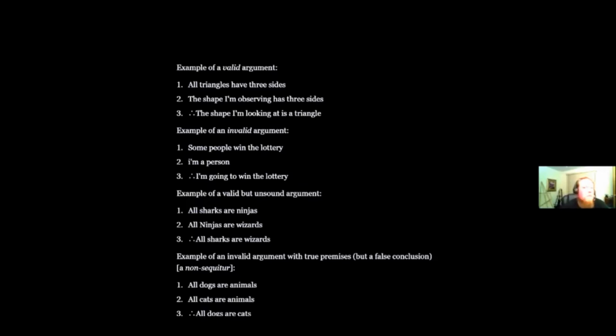Invalid argument means maybe, but maybe not. Like it could be, but it doesn't follow with necessity. When I say necessity, that means it has a mustness, or that it must be true. Maybe. Maybe not. So the example I have here: some people win the lottery. True, they do. I'm a person. Yeah, I am. So I'm going to win the lottery.